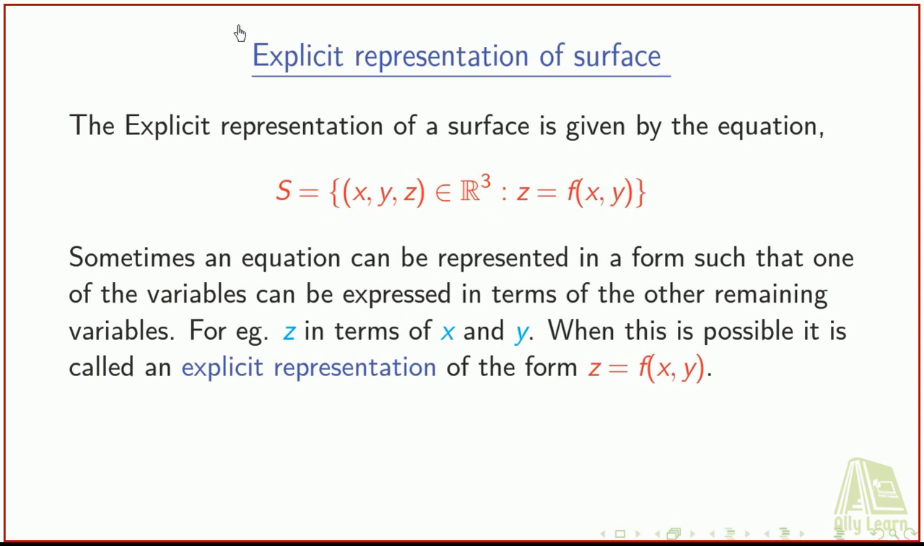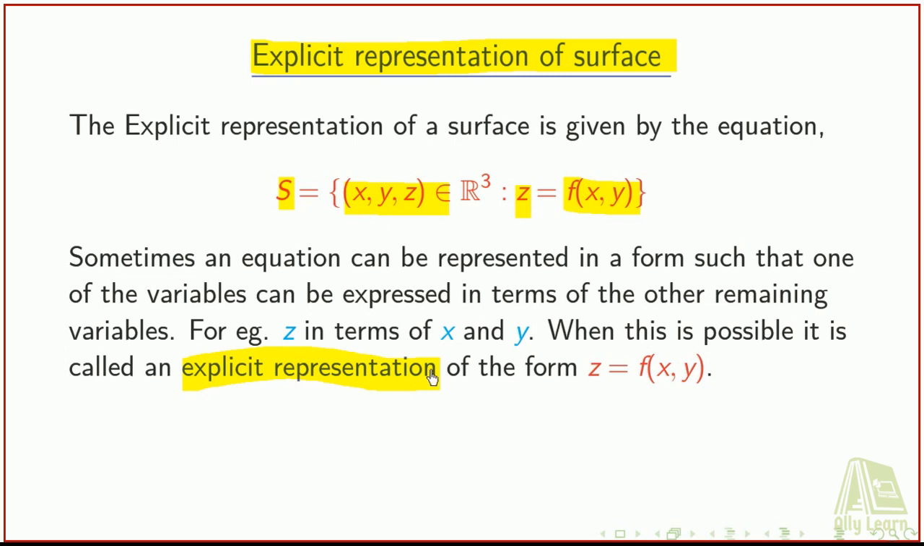Fine friends, so this was about explicit representation of a surface. I repeat, explicit representation means expressing one variable as a function of the other two variables. In the case of a surface, it means the collection of all those points x, y and z in R cube such that z is a function of x and y. So this was all about explicit representation.